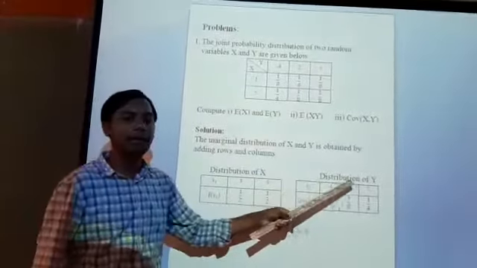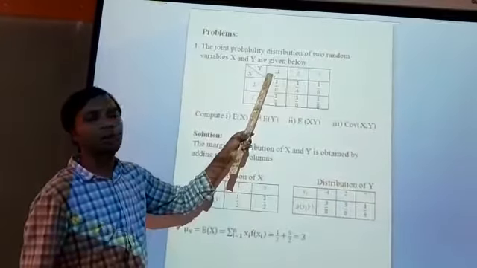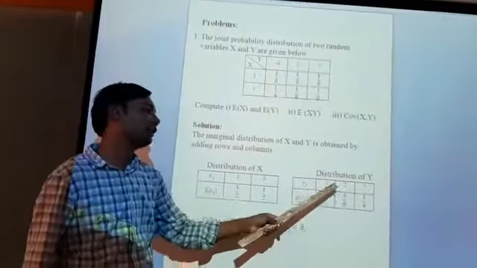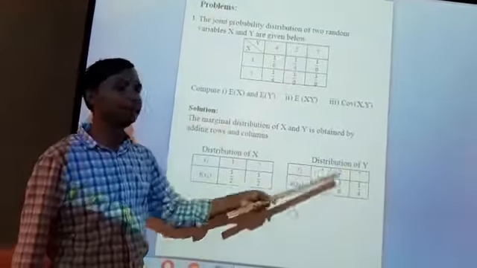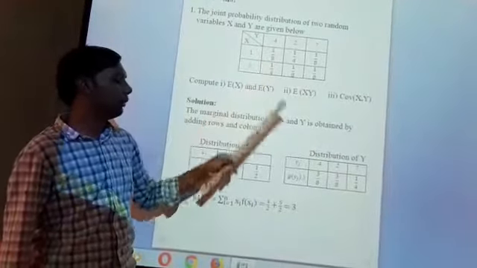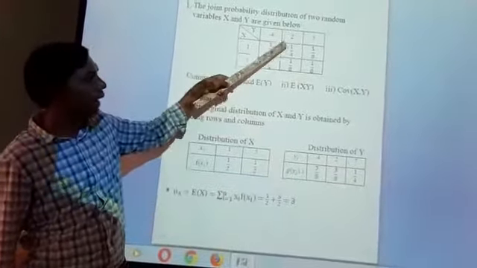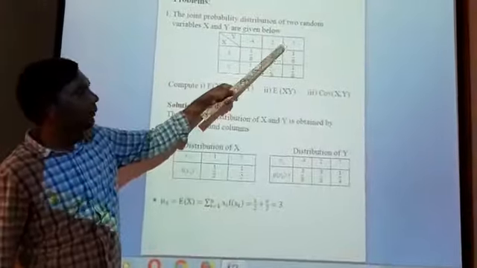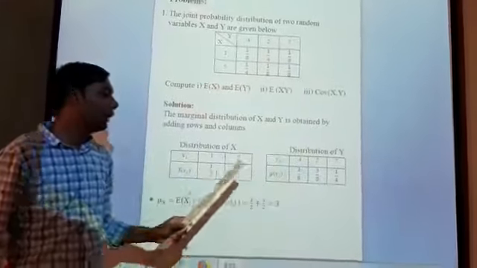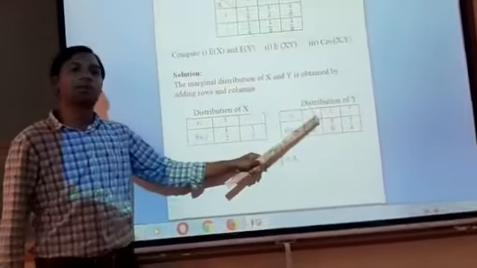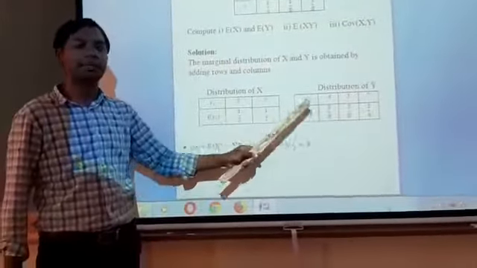Similarly, we prepare the distribution of y. Y contains the elements minus 4, 2, 7. G of y means adding each row. By adding 1 by 8 plus 1 by 4, we get 3 by 8. Similarly for 2, adding these two, we get 3 by 8. Similarly for 7, by adding this, we get 1 by 4.